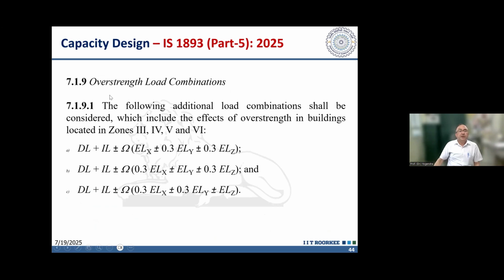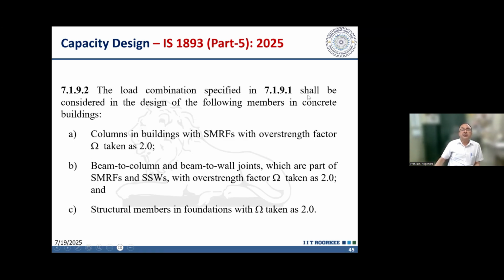So our code, in place of calculating the bending moment diagram, has come out with an overstrength factor. This overstrength factor will be taken care of through these overstrength load combinations. What the code says is that in zones 3, 4, 5, and 6, the structures are to be designed with this overstrength factor, and it will be applied on the earthquake force. The total earthquake force, 100-30 rule, 100% in one direction and 30% in the other two directions, will be multiplied by omega. And this value of omega is given in the code.